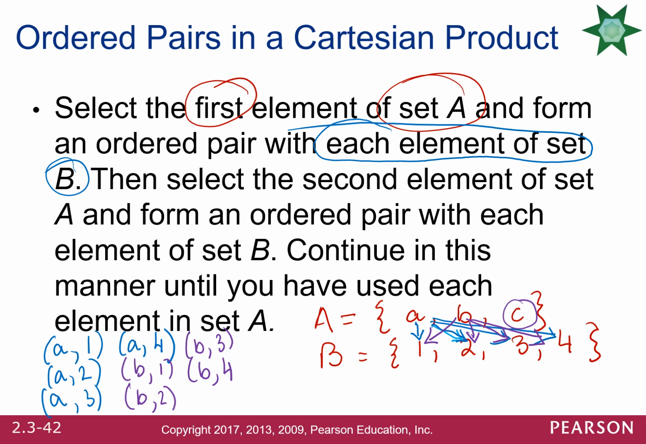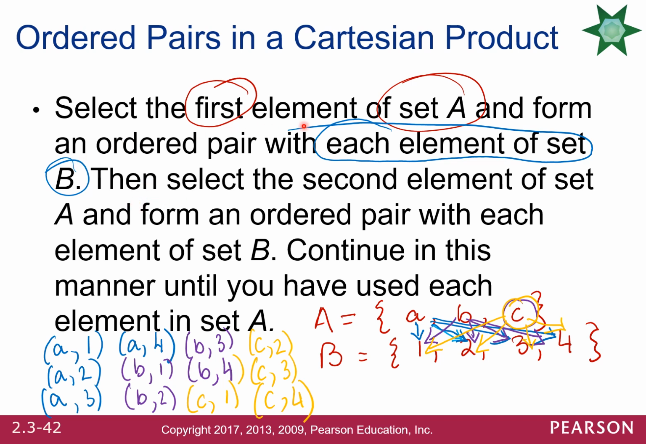We are going to move on to C and then go C comma 1, C comma 2, C comma 3, C comma 4. All right, so it's going to be C comma 1, C comma 2, C comma 3, and C comma 4. So that's the process, but let's read through the rest of what they have up here.